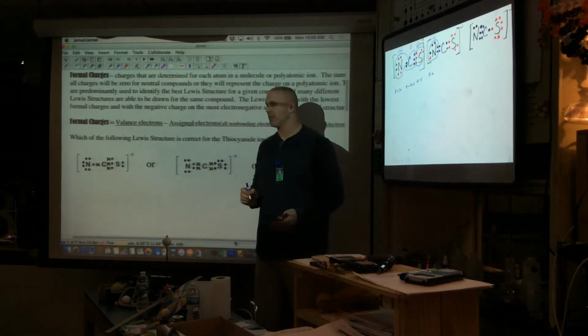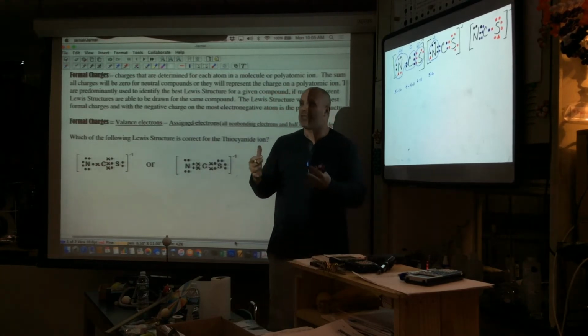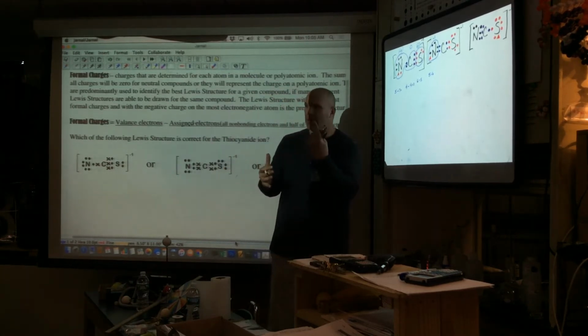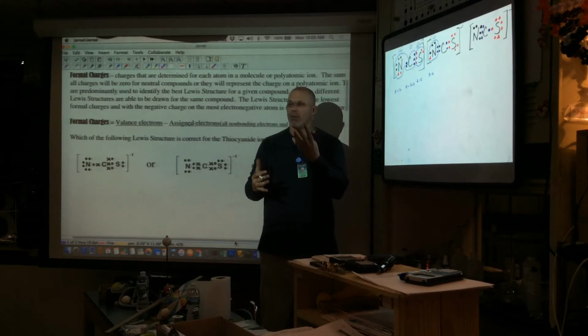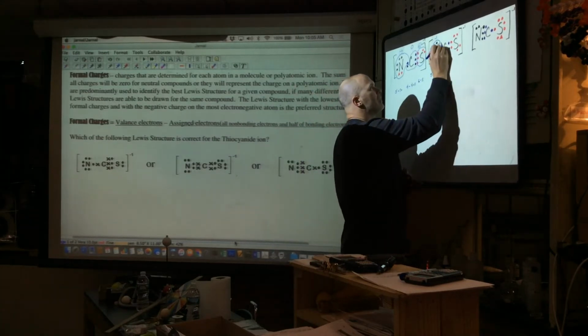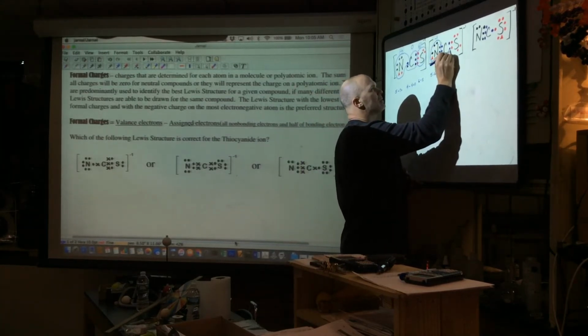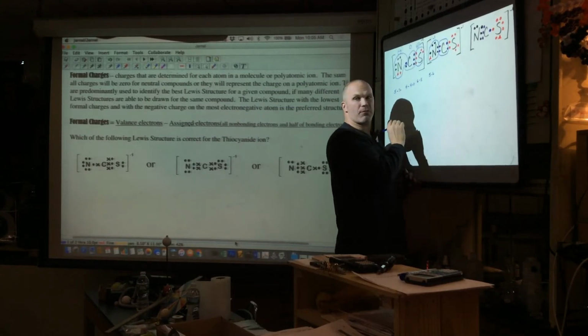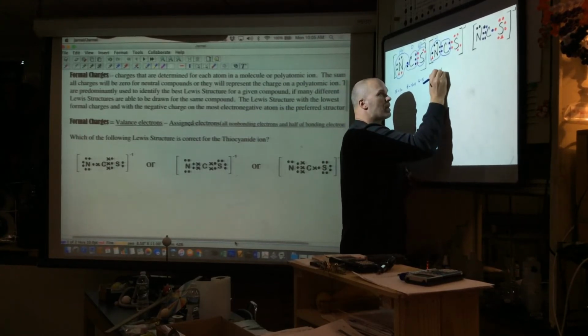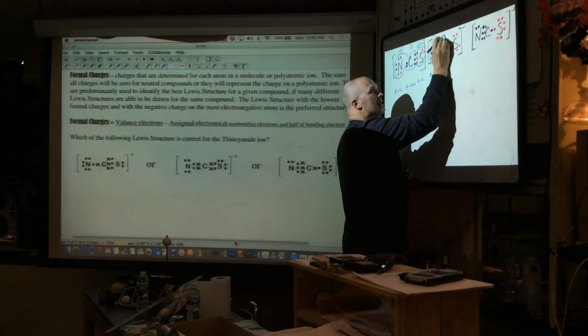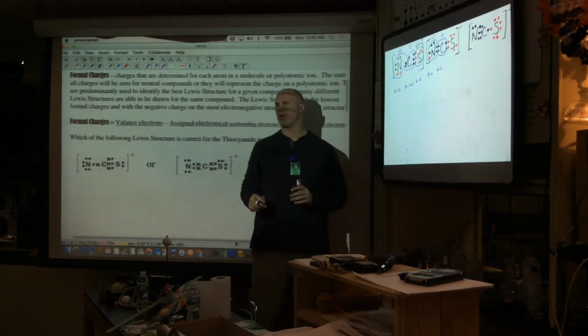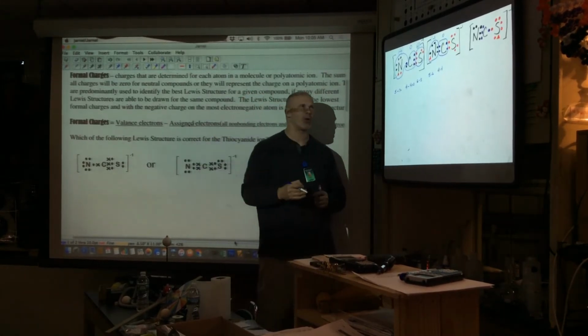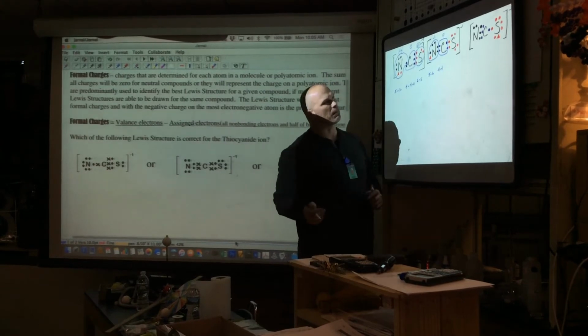Okay, what does that mean? In my drawing, nitrogen needed what? 1 more electron to make that work. Okay, carbon. Half of its bonding, all of its lone pairs. It doesn't have any lone pairs, so half of its bonding is 4. We know that carbon has 4 valence, 4 minus 4. That's a 0. It's a great number. We love that number. It's using exactly what it brought to the table here.